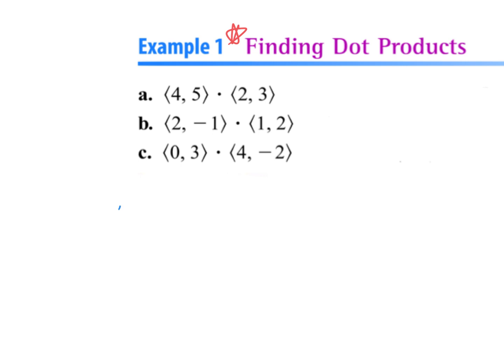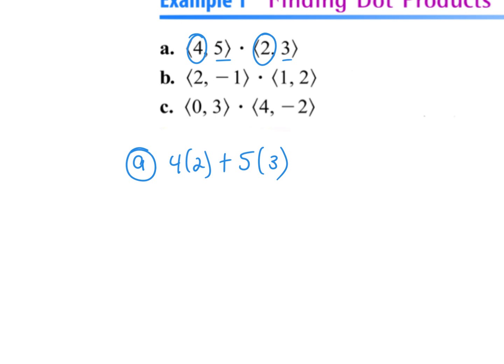So for letter A, to find the dot product, it's first times first, 4 times 2, plus second times second, 5 times 3. Everybody see that? Now we simplify. 4 times 2 is 8, plus 5 times 3 is 15. 8 plus 15 is 23. Do you see how you have one singular value? When you are asked to find the dot product, you should get a number, not a vector.